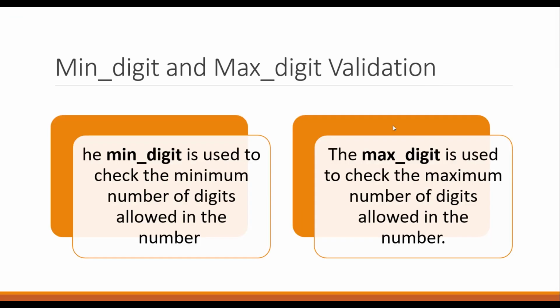Now we will learn minimum digit and maximum digit validation. So the minimum digit and the maximum digit are decimal field validation attributes, and the minimum digit is used to check the minimum number of digits allowed in the number, and the maximum digit is used to check the maximum number of digits allowed in the number. So note one thing, the number must be greater than or equal to the decimal places. So I will show you the example so you get the clear concept.